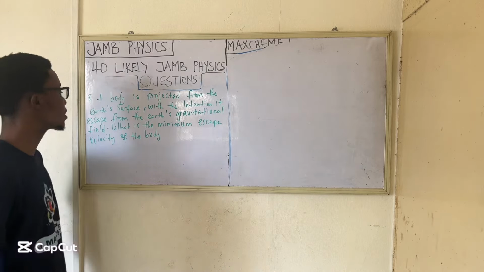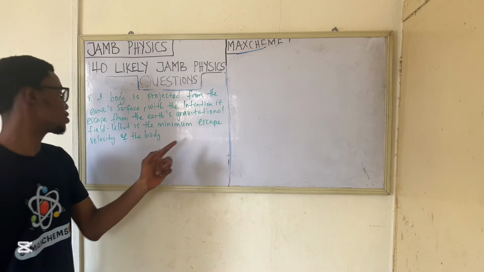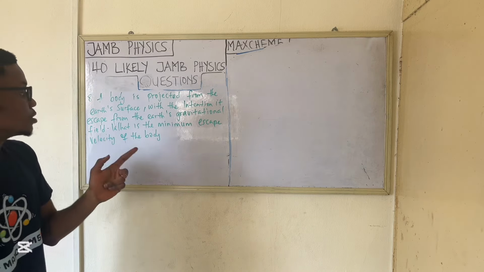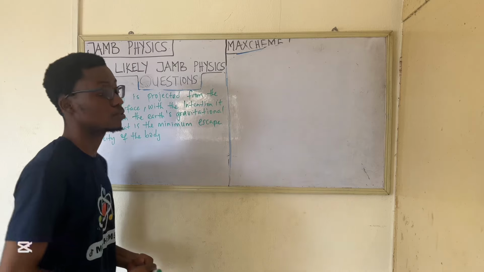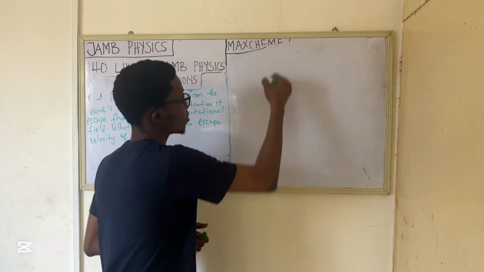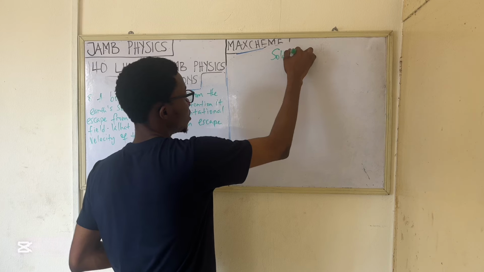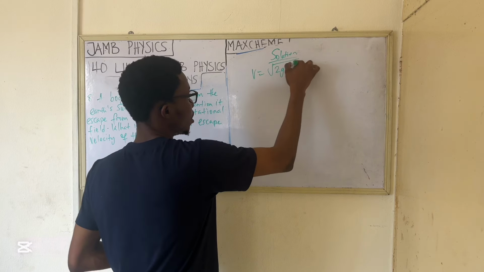A body is projected from the Earth's surface with the intention that it escape from the Earth's gravitational field. What is the minimum escape velocity of the body? Now, this is under our gravitational field. We ask for what? Escape velocity. And to calculate for that, escape velocity is equal to the square root of 2gr.